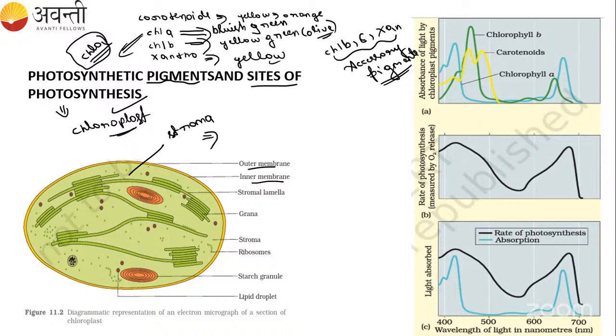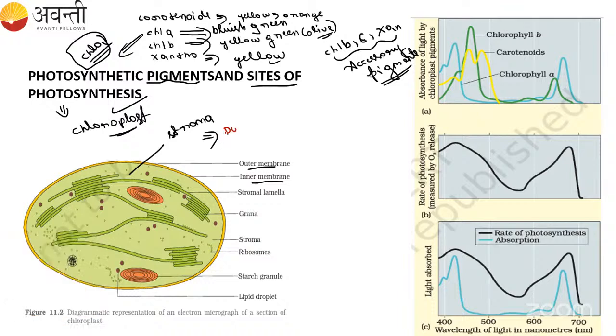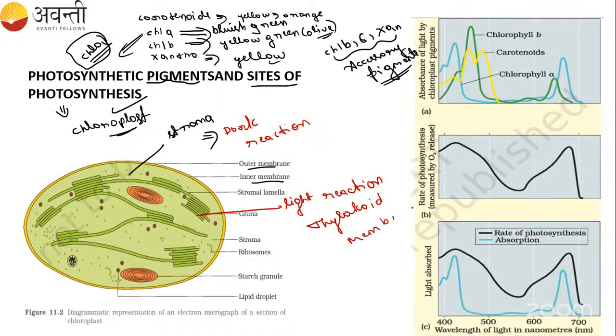In the stroma, the dark reaction is going to take place. Dark reaction. Kindly remember this, guys. Dark reaction takes place in the stroma, whereas the light reaction takes place in the thylakoid membrane. Remember this, thylakoid membrane. Only this much is enough.